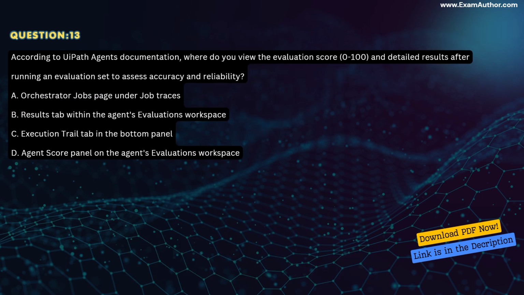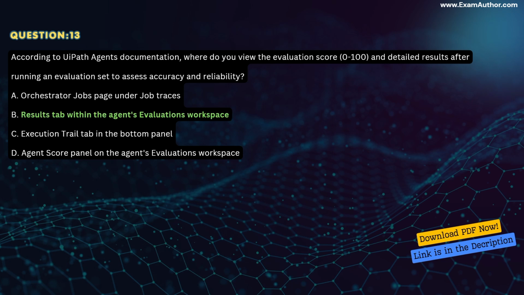Question 13. According to UiPath Agents documentation, where do you view the evaluation score 0 to 100 and detailed results after running an evaluation set to assess accuracy and reliability? A. Orchestrator Jobs page under Job Traces. B. Results tab within the Agent's Evaluations workspace. C. Execution Trail tab in the bottom panel. D. Agent Score panel on the Agent's Evaluations workspace.